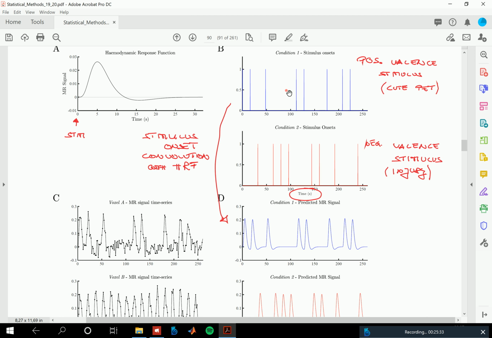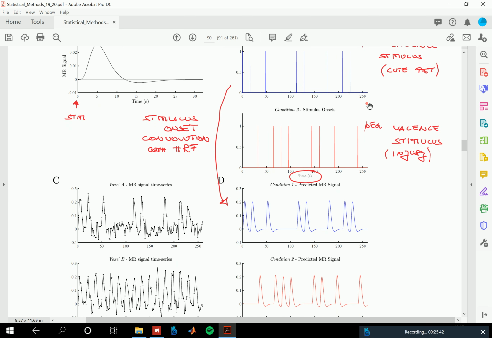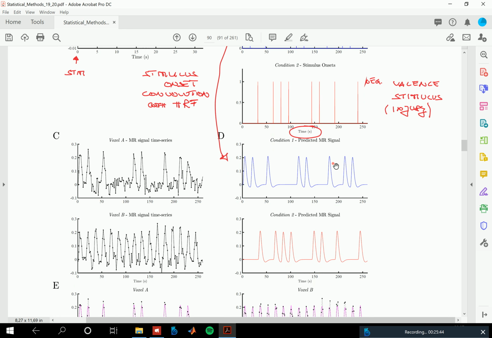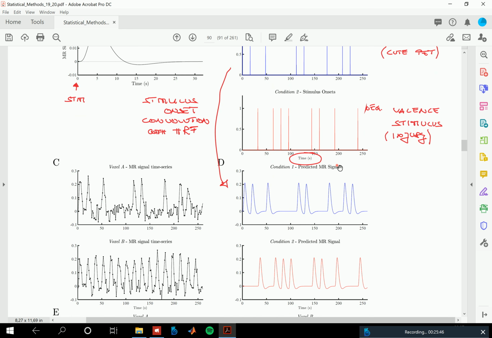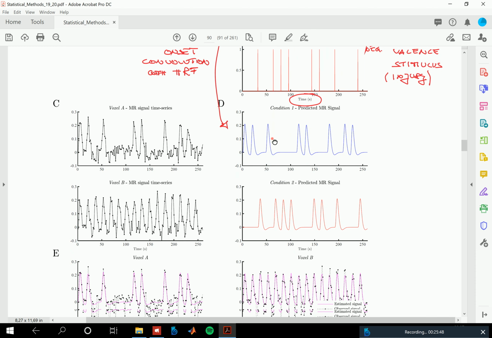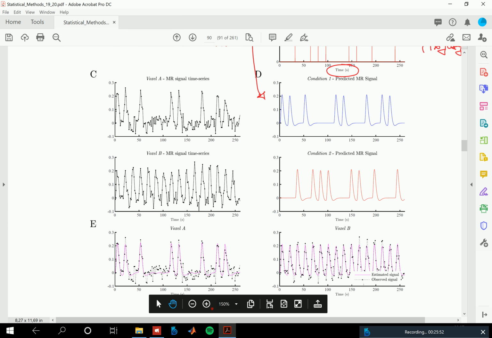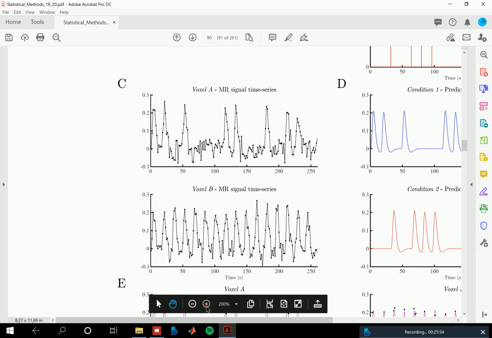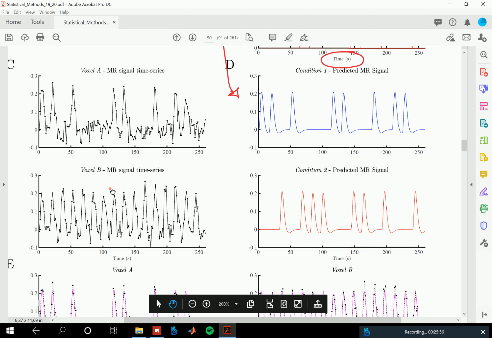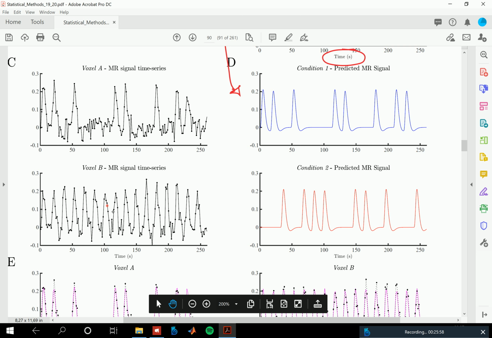Of course, only if the voxel that you're interested in is actually sensitive to positive or negative valence. So that's how the prediction is formed. This is all model formulation, so this has nothing to do with data. But now we look at some data, and maybe have a look at voxel A and voxel B.